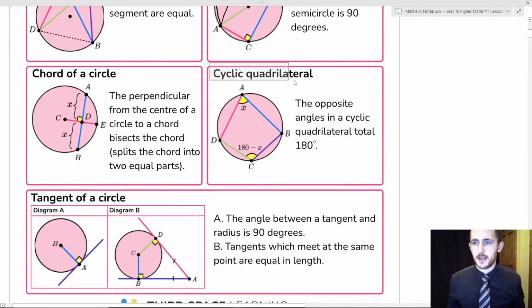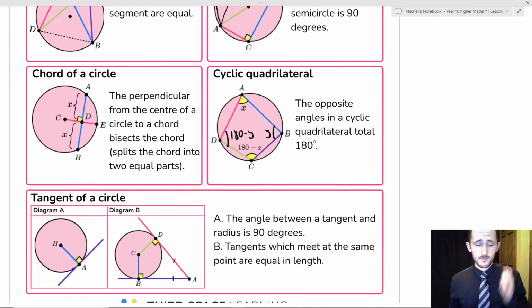Then you have a cyclic quadrilateral. A cyclic quadrilateral is a quadrilateral that has its corners on the circumference. So it has to be like this, and all it says is that the opposite angles add up to 180. If we label this one y, the opposite angle would be 180 minus y, because they add to 180. The key thing I see students make mistakes on is that they'll have 3 points on the circumference, but the 4th one will be in the middle, and they'll say it's a cyclic quadrilateral. No, it has to have all 4 points touching the circle.